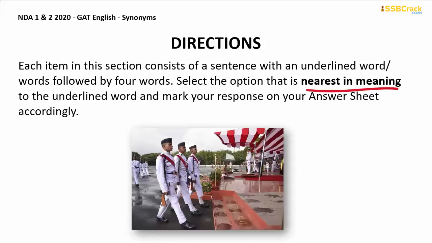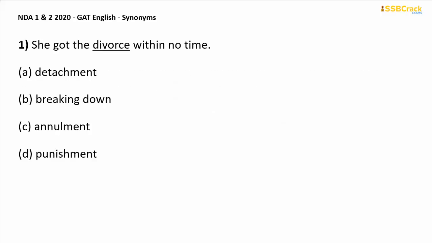So let's start with the first question: she got the divorce within no time. The word divorce has been underlined and 4 options have been given. You need to find out the meaning of the word divorce: detachment, breaking down, annulment, punishment. There are confusions in students about which word to choose. Many of you will say it is detachment, because divorce means getting detached from a married life. Some others will say it is breaking down.